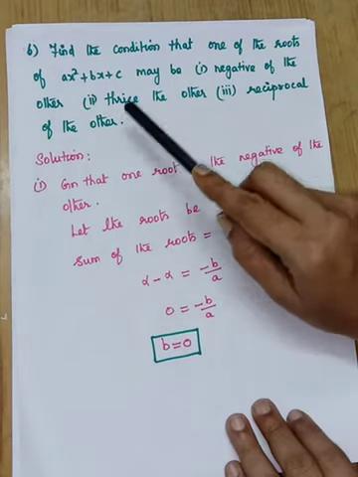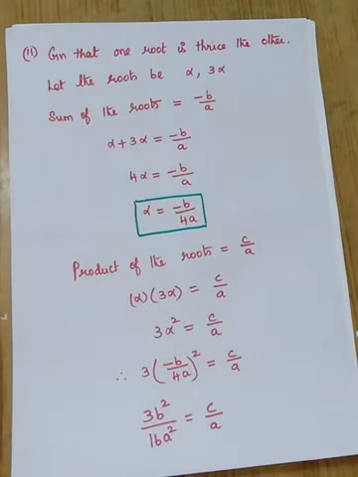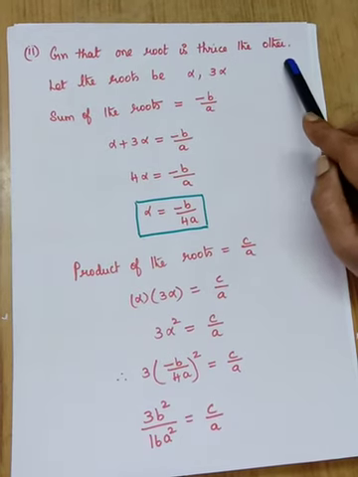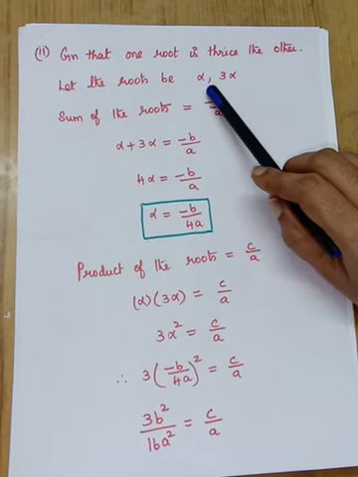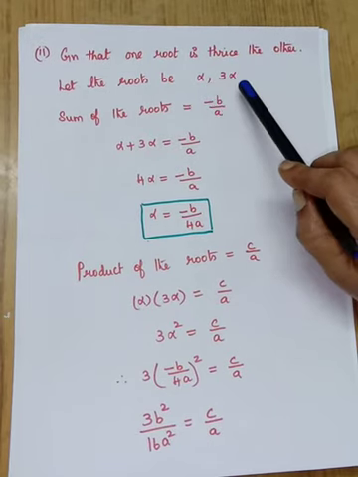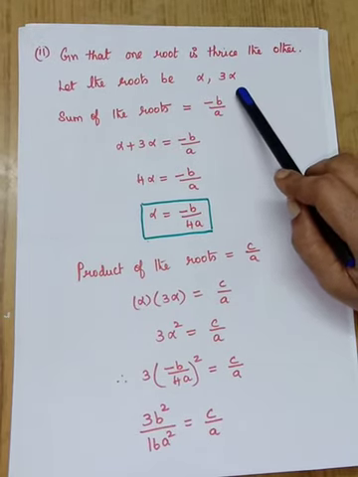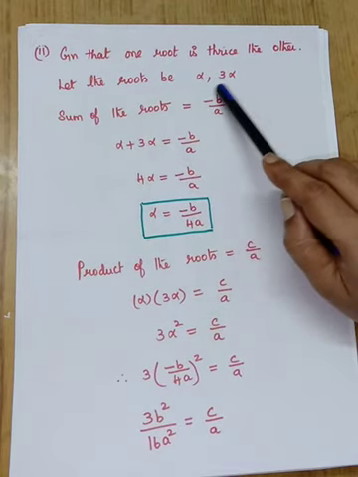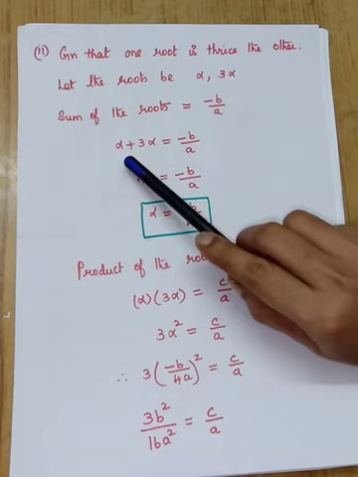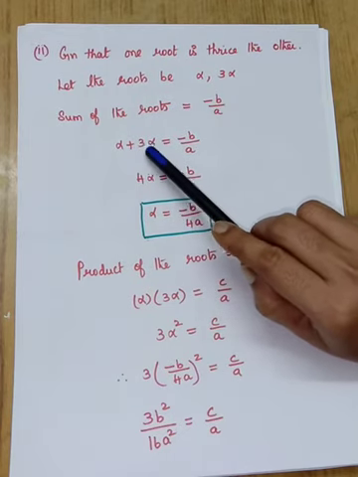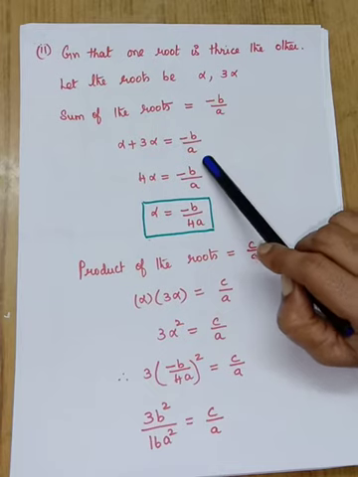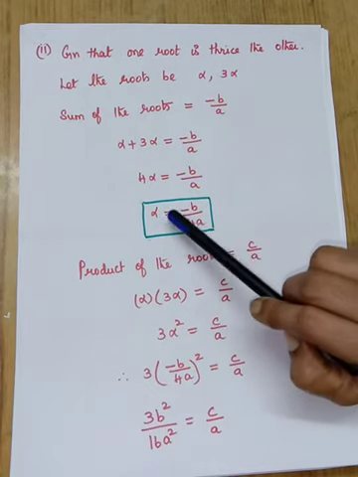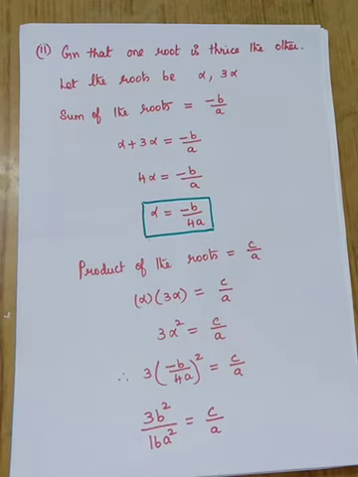Okay, we'll come to the second subdivision. What is given? That one root is thrice the other. So the first root I'll take as alpha. The second root will be thrice of that, so that is 3 alpha. The same way, what is the sum of the roots? The formula is minus b by a. So you just add these two roots, alpha plus 3 alpha is equal to minus b by a. So 4 alpha is equal to minus b by a. You have to find out alpha. Alpha is equal to minus b by 4a.